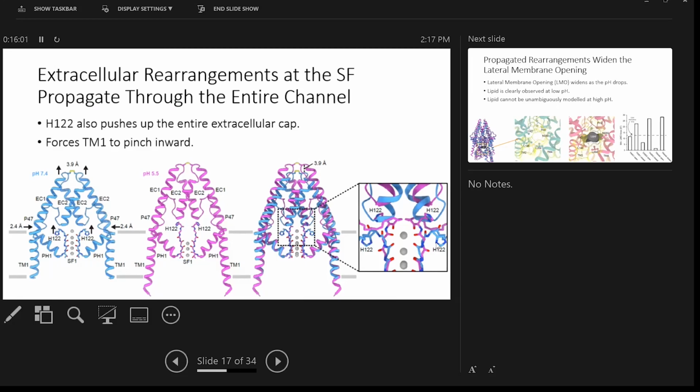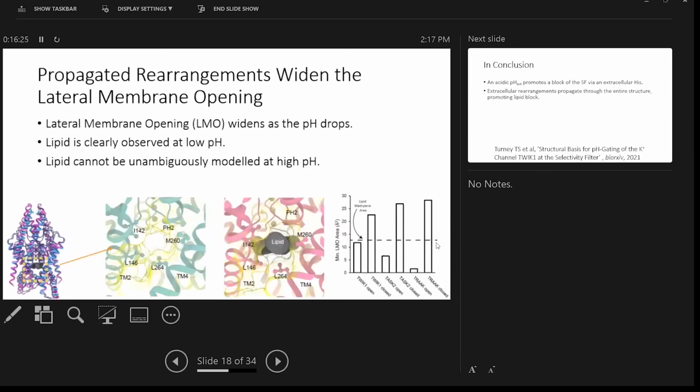In order for the cap to move, it needs to start moving all the transmembrane helices because the cap is directly connected to the transmembrane helices. In fact, the first transmembrane helix is part of the same kinked helix that forms the cap. So as this histidine moves upward, the cap moves upward, all of the rest of the transmembrane helices have to move in response to that, and this is connecting to the intracellular lipid block.